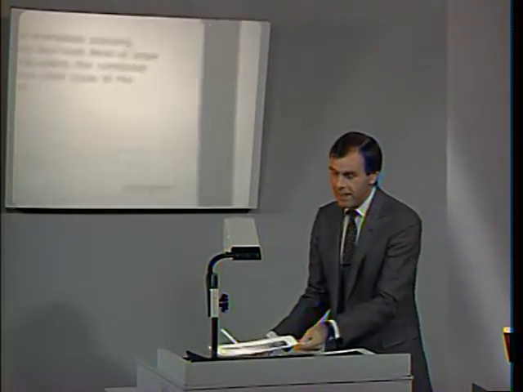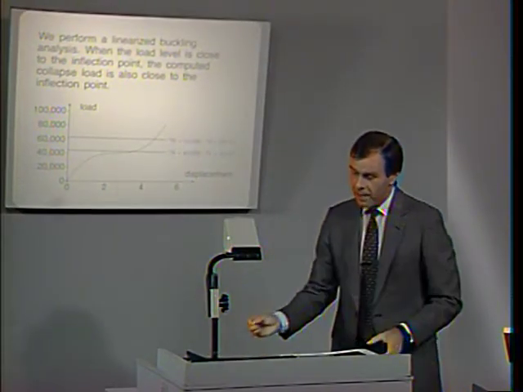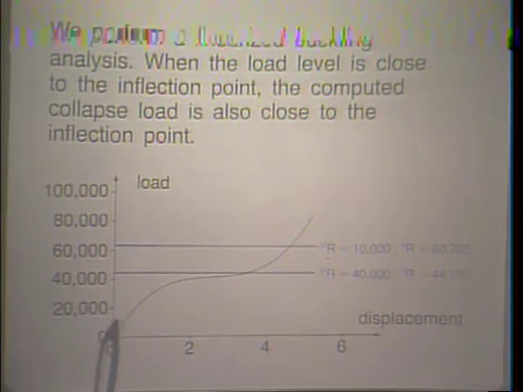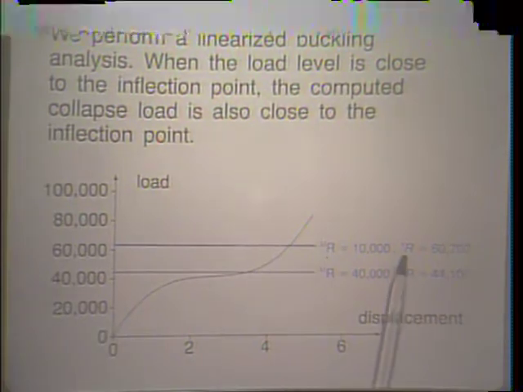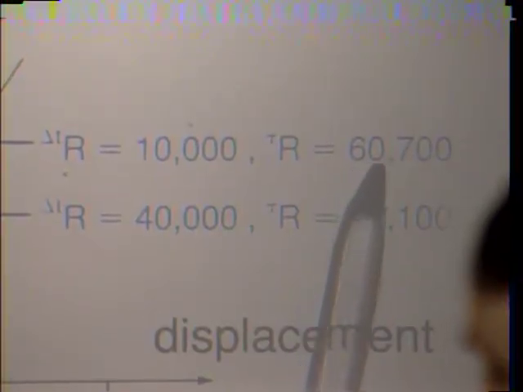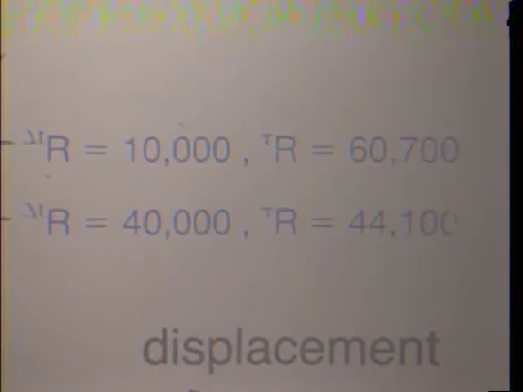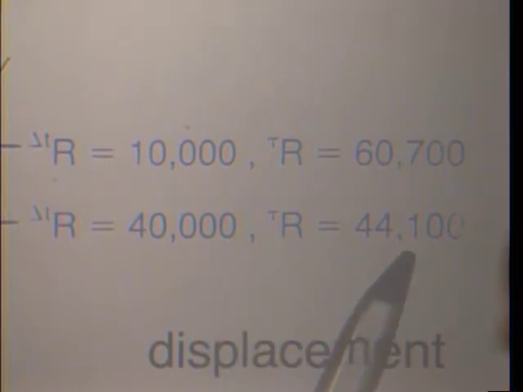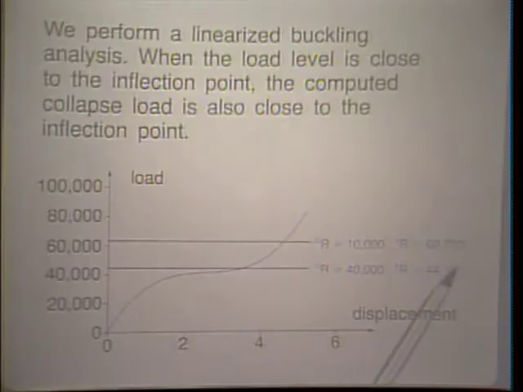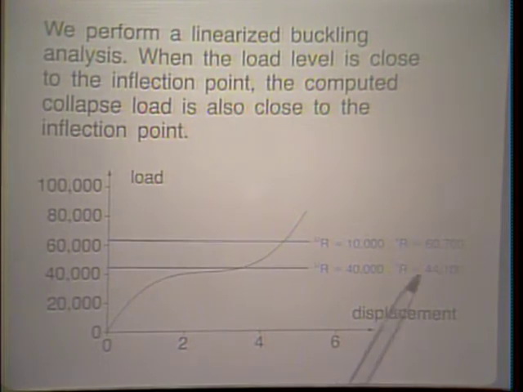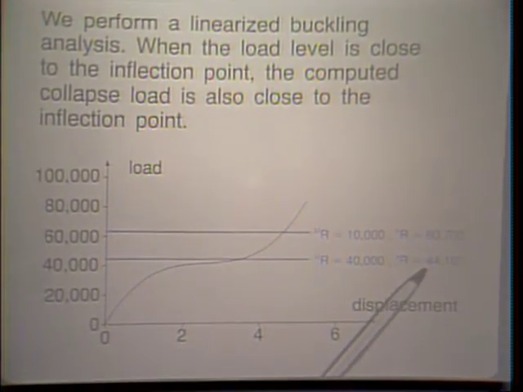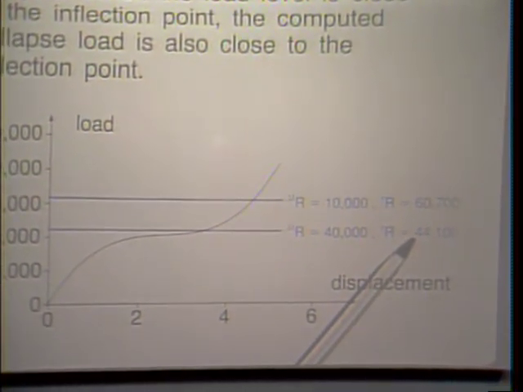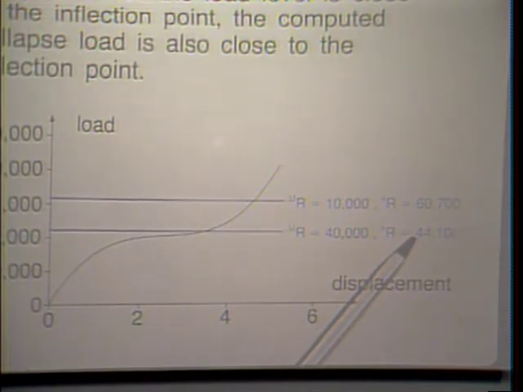Let's perform a linearized buckling analysis of this structure now. And when we take delta TR equal to 10,000, in other words, down here, our delta TR, we get tau R as a collapse load 60,700. And if we take delta TR 40,000, we get tau R 44,100. Notice that this is predicted by the computer program. However, we also know that there is no true collapse load in the sense of obtaining a singular stiffness matrix.